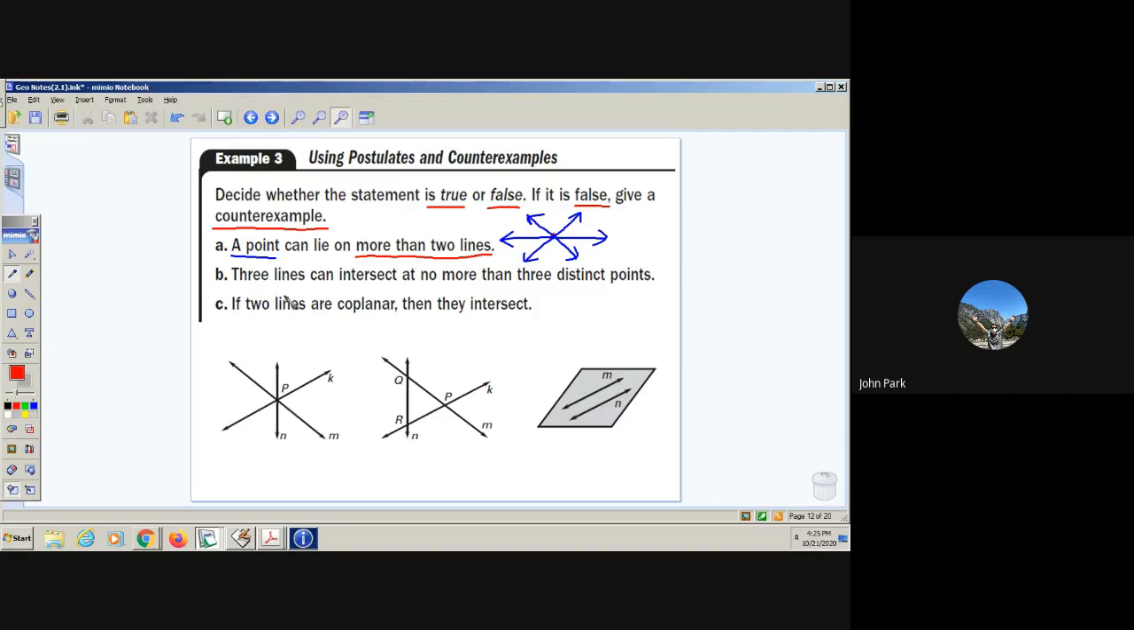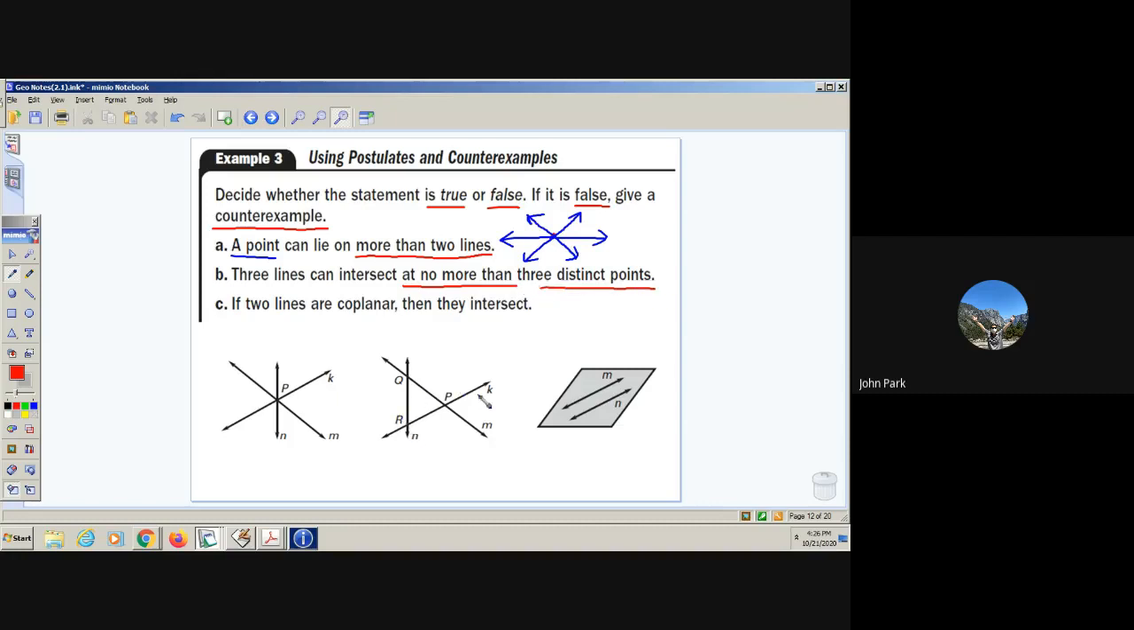Now, the next one is a little bit tricky, but here's a picture here already. Three lines, so here's three lines. Here's the first one, second one, and third one. And you can draw this many different ways, right? But it's saying three lines can intersect at no more than three distinct points.